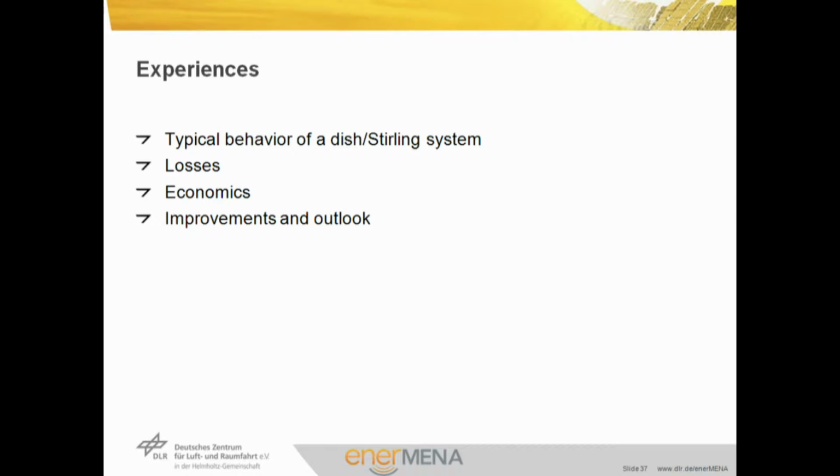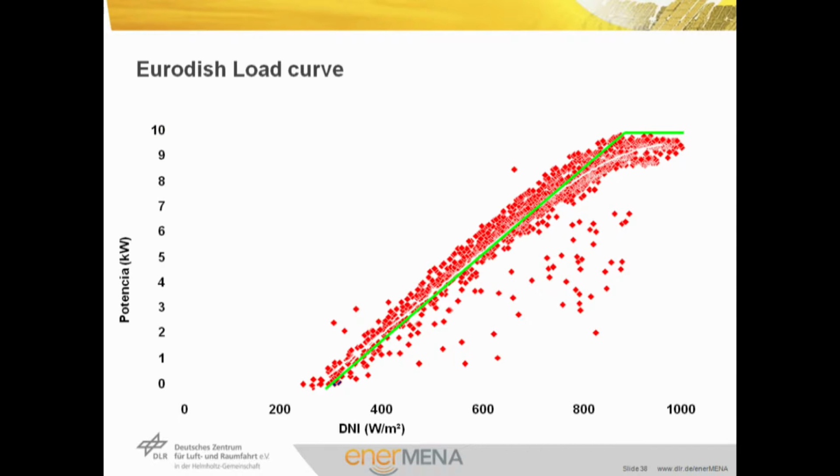When we want to calculate the output of a Stirling system, we need to know the characteristics between the solar input and the electrical output. As you can see in the chart, this characteristic is almost linear behavior. The system starts to produce power at an insolation level of about 300 watts per square meter, and from this point the power output increases proportionally with the increase of direct normal insolation.